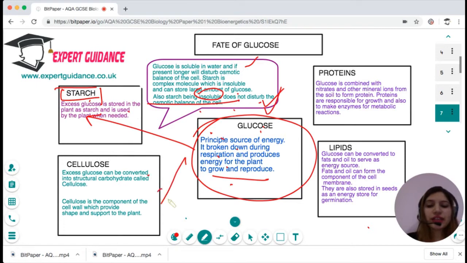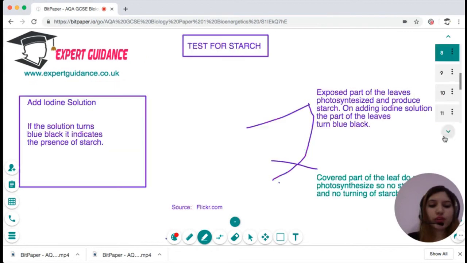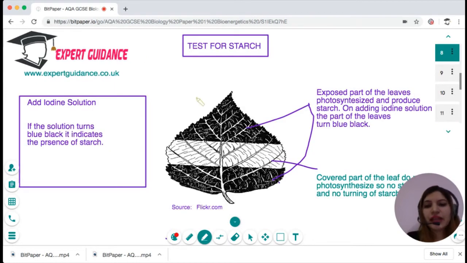Next is, you know that the plant has a cell wall made up of cellulose, and cellulose is also a complex carbohydrate. So glucose can be converted into cellulose, which can provide shape and support to the plant. If glucose combines with nitrates and other mineral ions, it can form proteins, and glucose can also be converted into lipids, fats, and oils, which can be stored as an emergency food reserve, or they can also be stored in the seed, which can provide the energy store for germination. So you should know the various ways in which glucose is being used up in a plant cell.